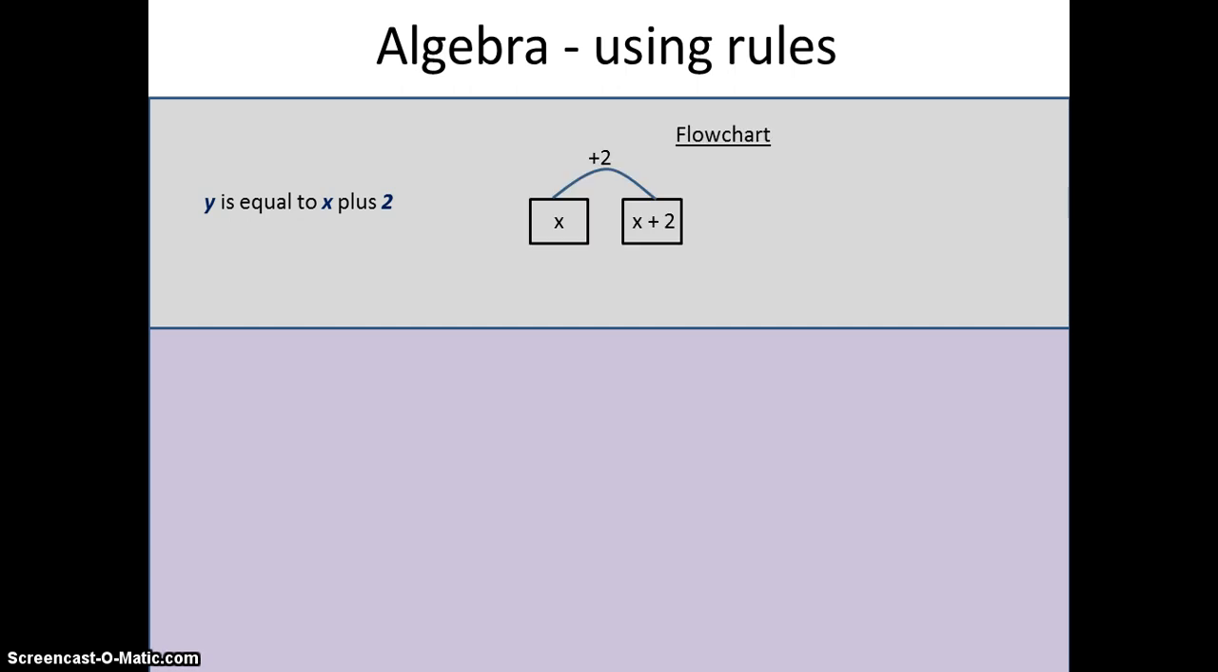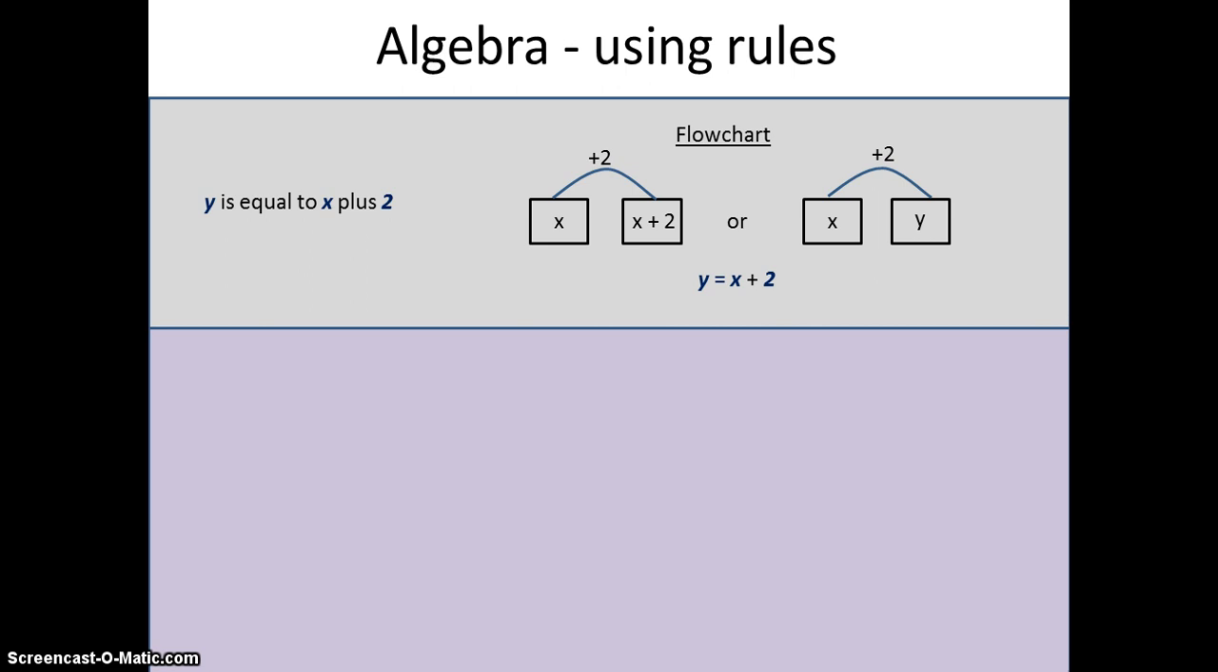We can draw that as a flowchart, and in this example we say we start with x and we add 2 to it and we get a result of x plus 2. Or alternatively, we get a result of y. Mathematically, we can write this as y equals x plus 2.